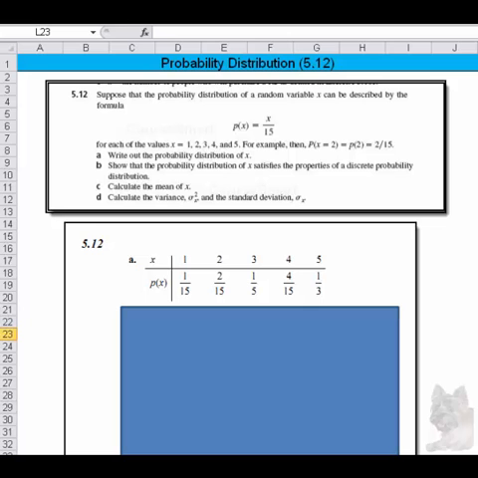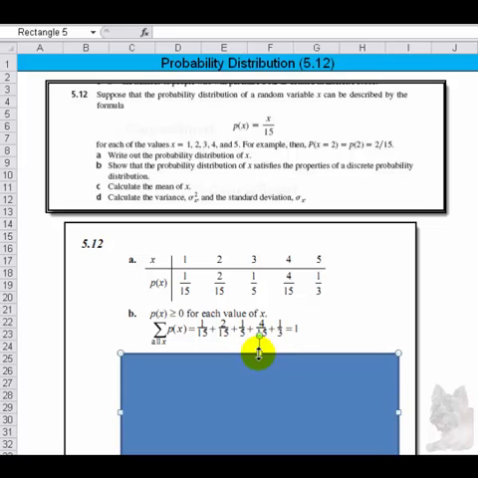Part B says, show that the probability distribution of x satisfies the properties of a discrete probability distribution. How we could show that is given right here. We see that the sum of all the probabilities for x is equal to 1/15th plus 2/15th plus 1/5 plus 4/15th plus 1/3. The point of this is that if you were to add all of those up, it equals 1.